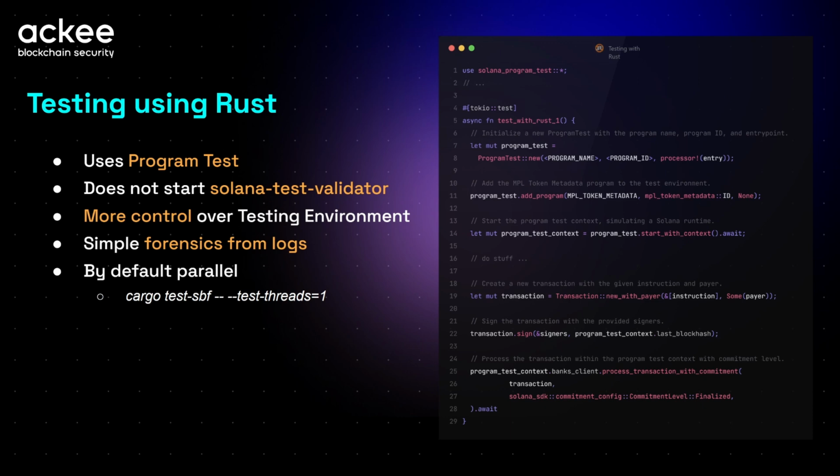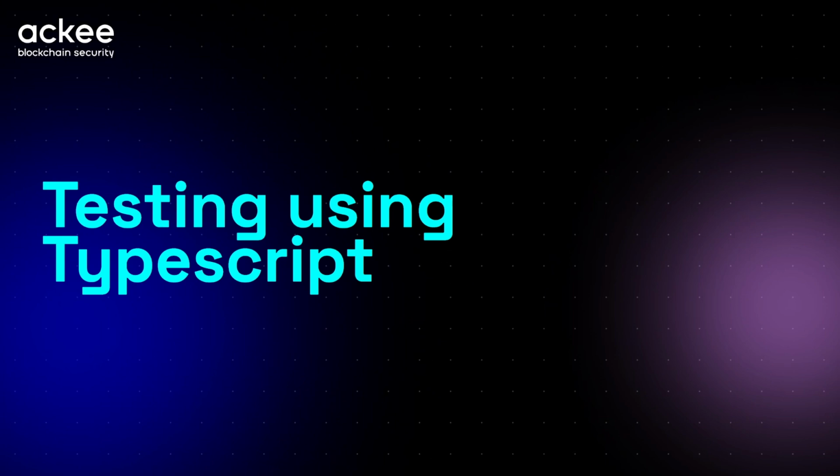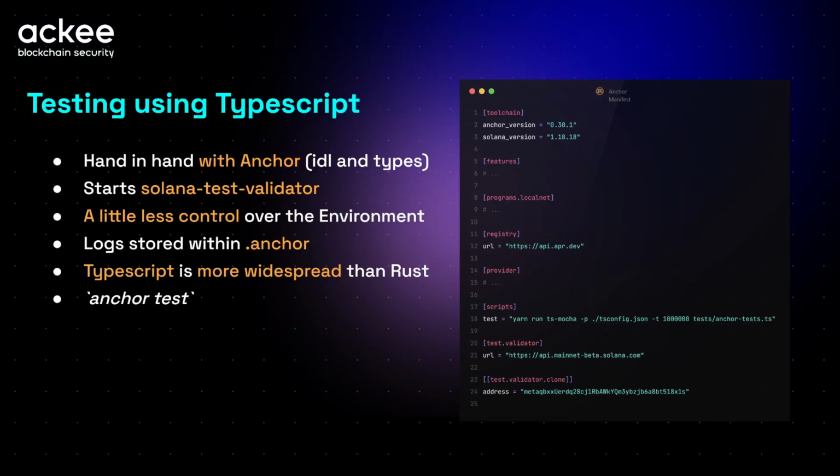This is all I would like to say from this slide, testing using Rust. We will get back to it going forward in time, but right now we can continue with testing using TypeScript. You are probably already experienced with this approach of testing, as I would say this is the standard on the Solana blockchain, but I hope you will learn something new, so let's continue.